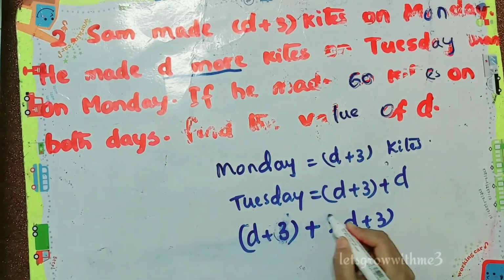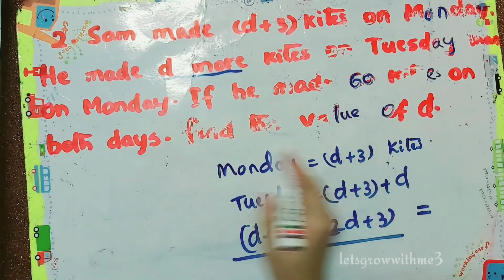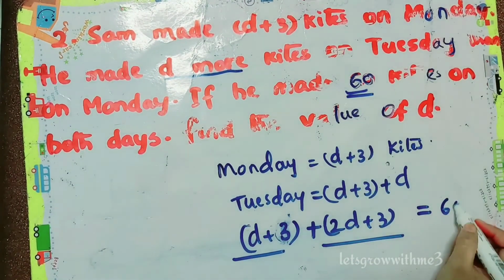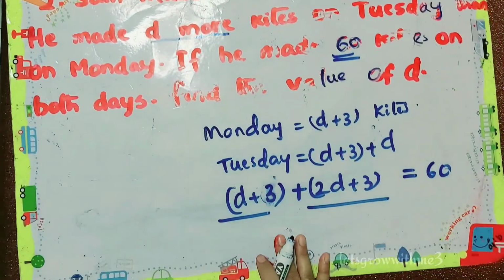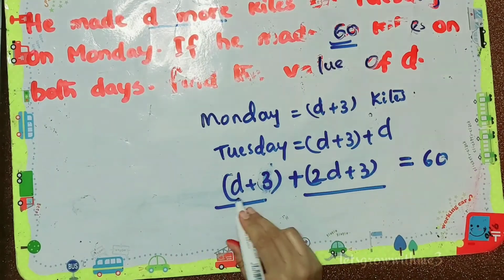Okay, 2D plus 3, which is equal to 60. This is on Monday, this is on Tuesday. So he made a total of 60 kites, so make it equal to 60. Now we have to simplify the expression, then we can get the D value.